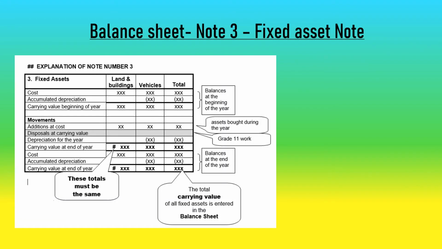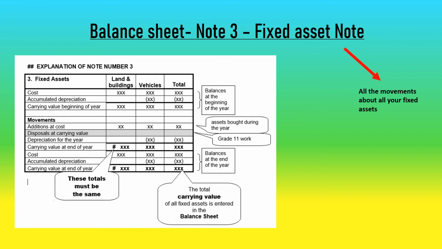I want to now explain a very important note of the balance sheet, which is your fixed asset note. It's usually known as note 3 because note 1 is your interest income, note 2 is your interest expense, and then note 3 will be your fixed asset note. The number of the note doesn't really matter, so you don't need to worry and ponder about that a lot. The fixed asset note is the note that tells you all the movements about your fixed assets.